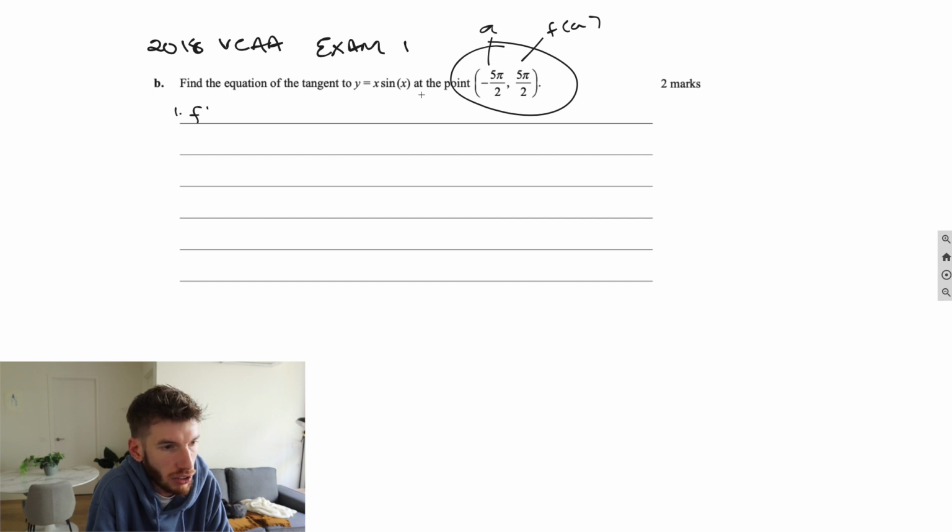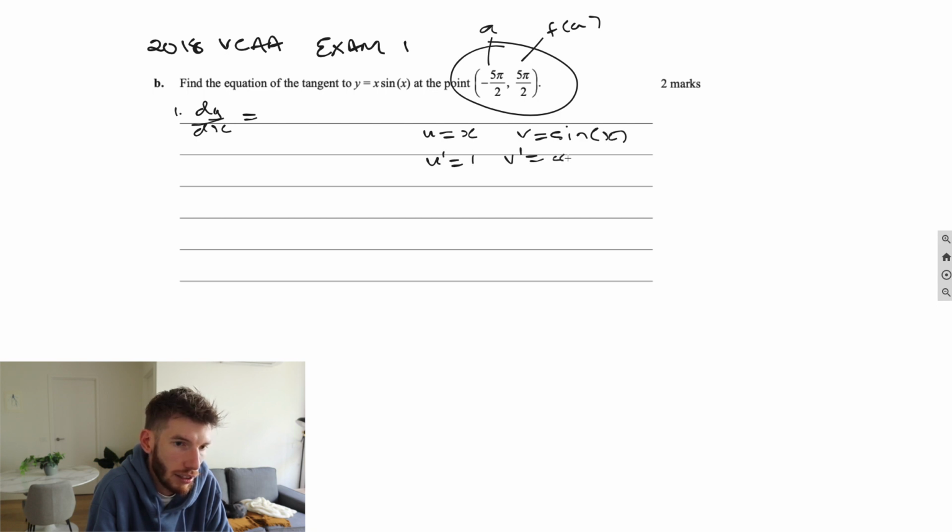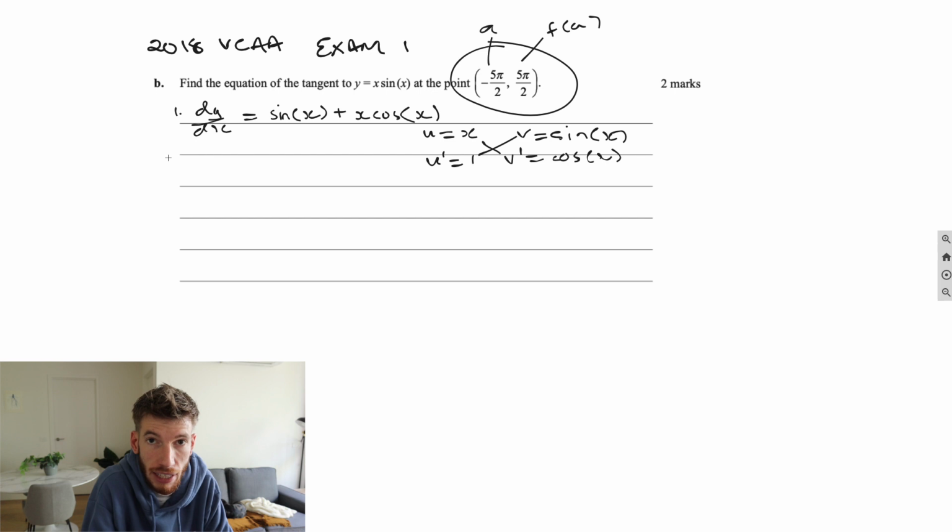So I might not use function notation, I'll use equation notation now. So dy/dx is equal to, now you can see this is a product rule, so we have to step aside for a moment: u is equal to x, v is going to be sine of x, u dash is going to be 1, and v dash is going to be cosine of x. And so the derivative is going to be u dash times v plus v dash times u. So 1 times sine of x, plus x times cosine x, like that. And then what we have to do is get the gradient at x equals -5 pi/2.